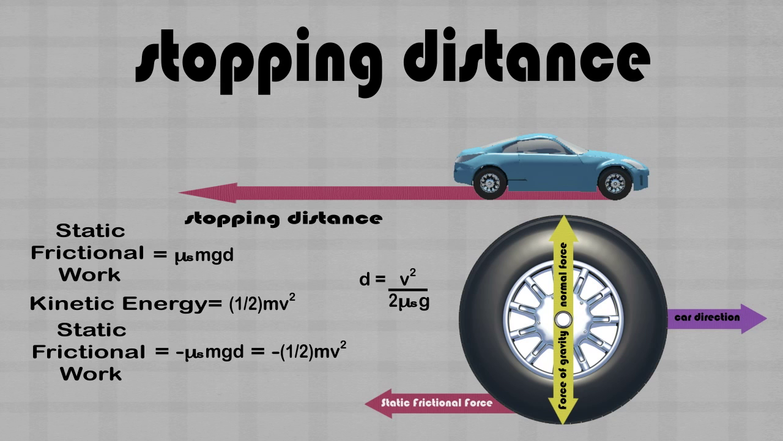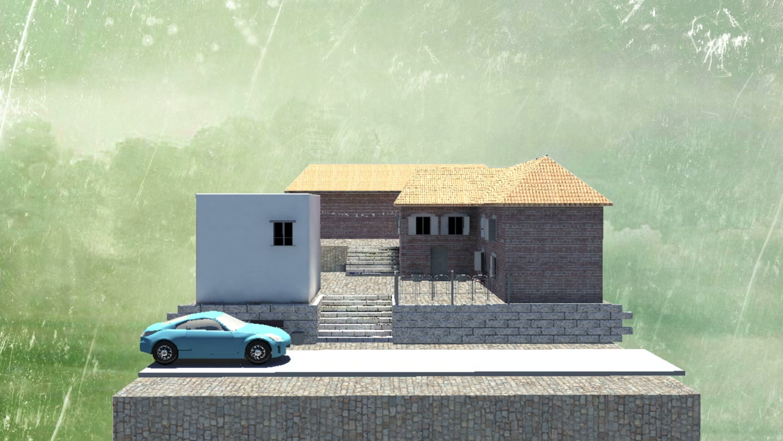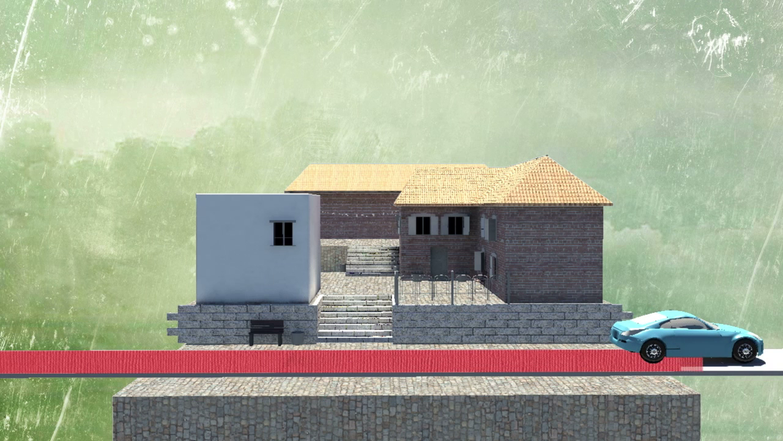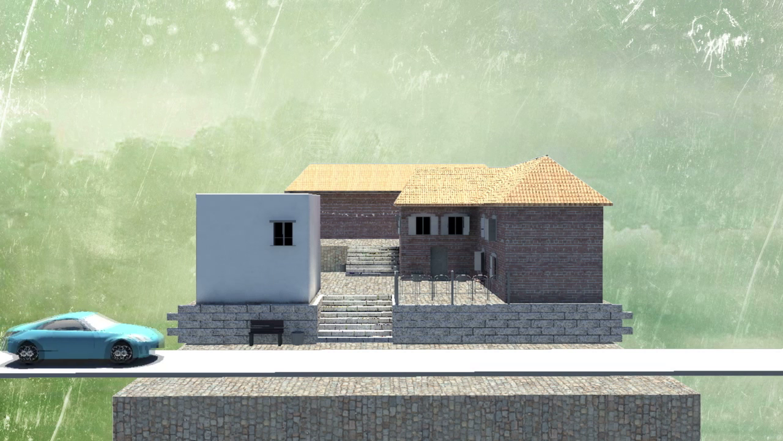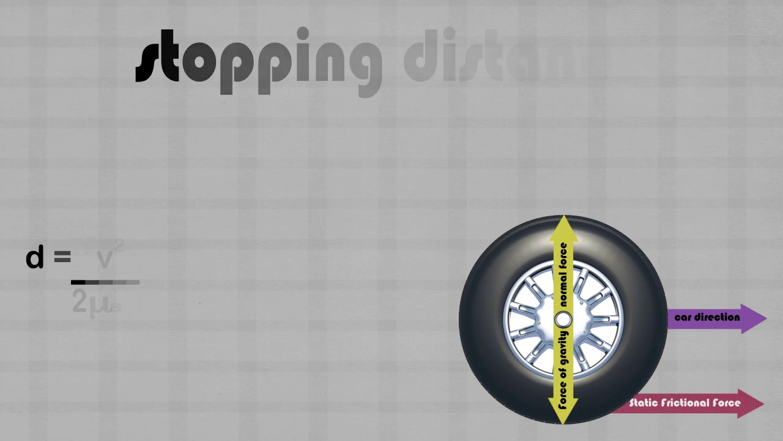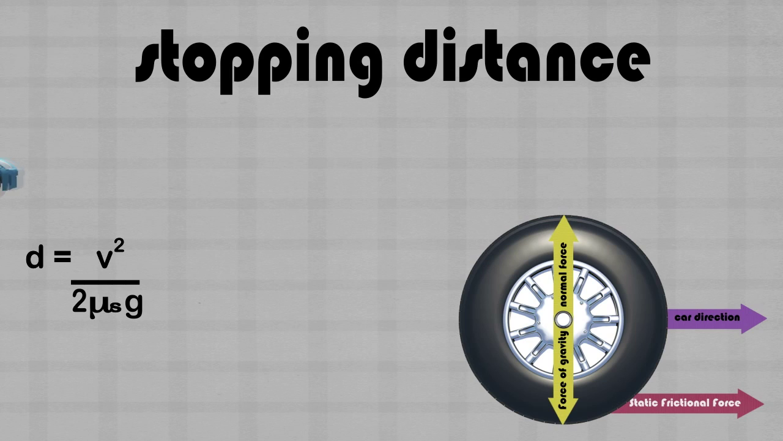Let's take a look at the stopping distance of a car going fairly fast. Compare this to the stopping distance of a car going relatively slow. The stopping distance is reduced when the speed of the car is reduced. We can use the equation we derived for stopping distance to see exactly how far the car went before it came to a stop.